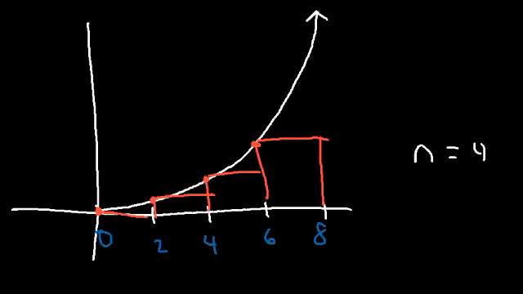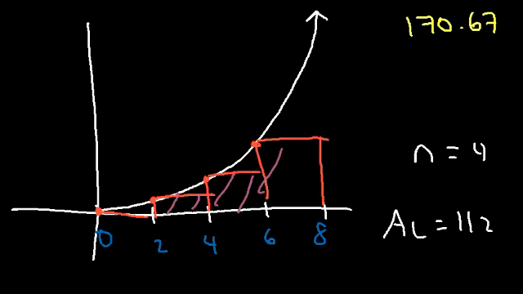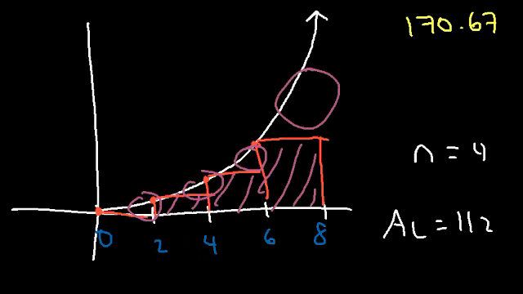So we know the actual answer was 170.67, but using the left Riemann sum, we got an answer of 112. And we can see why it's 112. Notice that the rectangles are below the curve. There's a lot of empty space here. And that's why the approximation was an underapproximation.